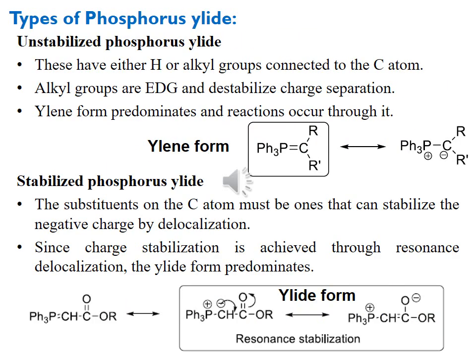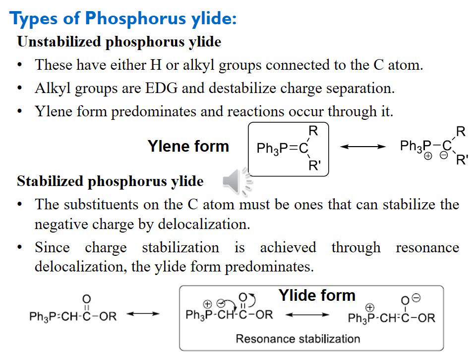There are two types of phosphorus ylides. One is unstabilized phosphorus ylide and the other is stabilized phosphorus ylide. In unstabilized phosphorus ylide, these have either hydrogen or alkyl group connected to the carbon atom present at alpha position, that is directly attached to the phosphorus of triphenylphosphine.